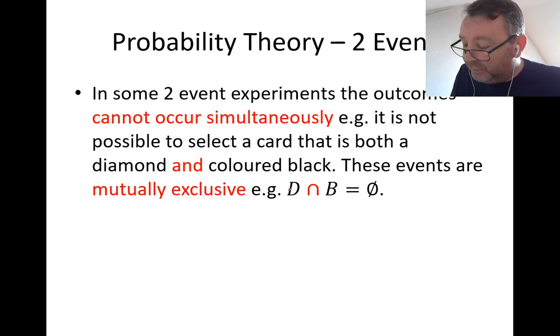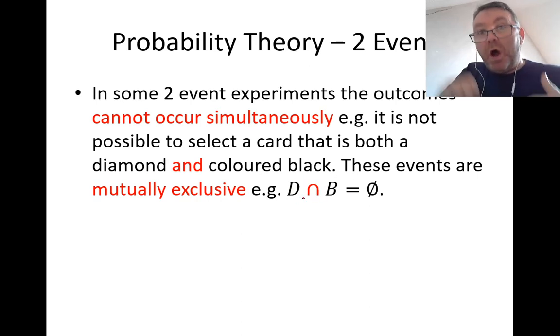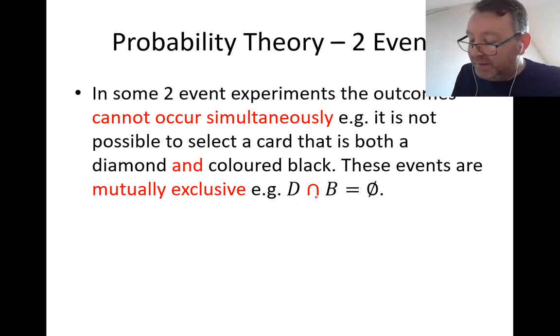Therefore, as I told you here in the notation, there will be no overlap between D and B. There'll be no overlap between diamonds and black cards. That's the symbol for, don't forget, the null set. Okay, so that simply tells me that there is no overlap between diamonds and blacks. In other words, they can't happen on the same card.